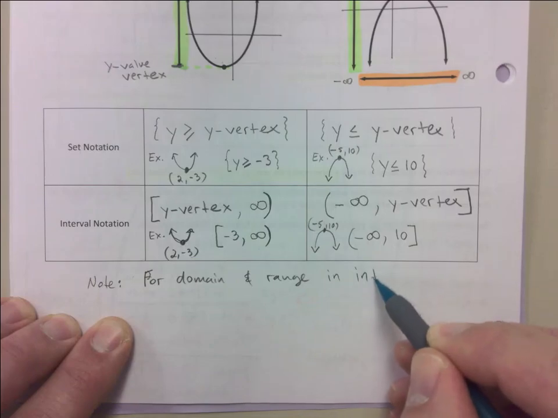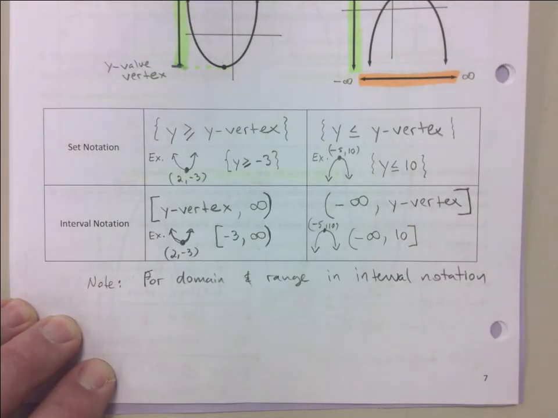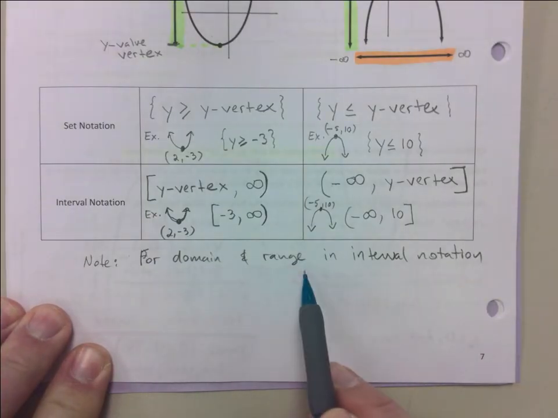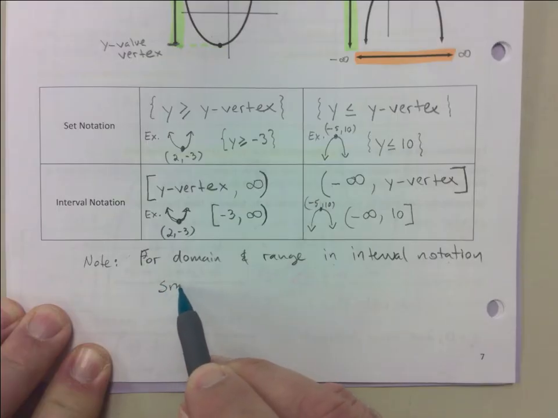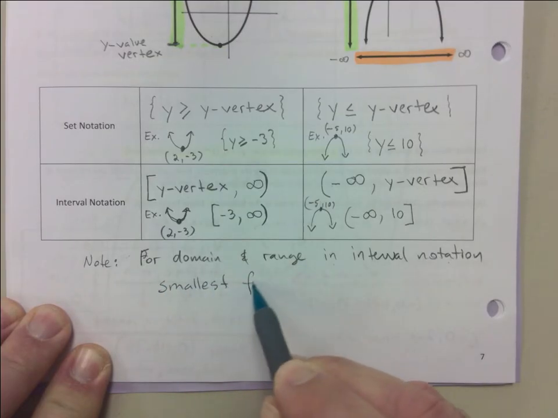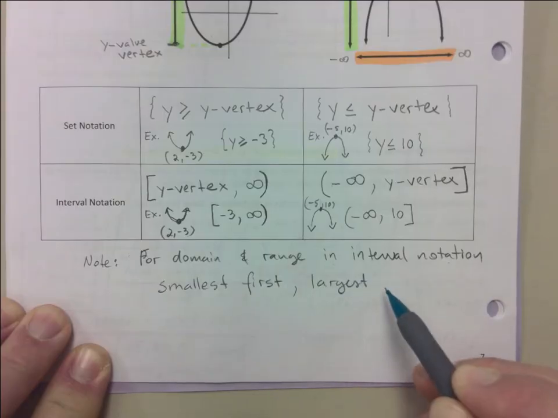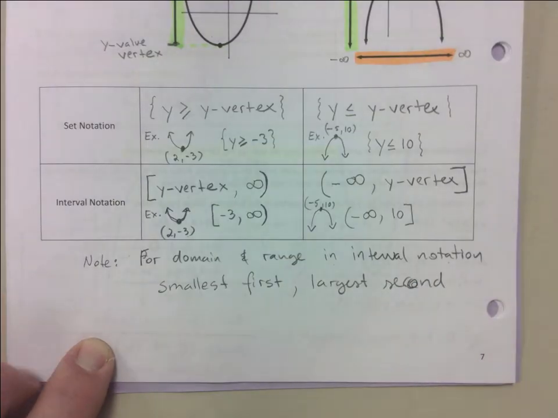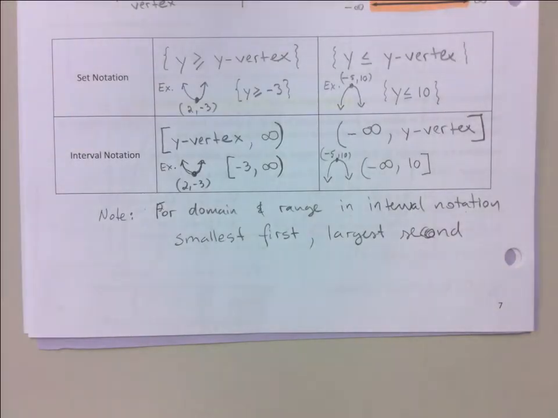In interval notation, I prefer interval, to be honest. That's the one I'm going to use most often. I'm not going to use set notation a whole lot. For domain and range, in interval notation, it's always smallest first, comma, largest second. Some students grab the right numbers, but they mix them up because they're like, wait a minute, which one should I put first? Just say smallest first, largest second.